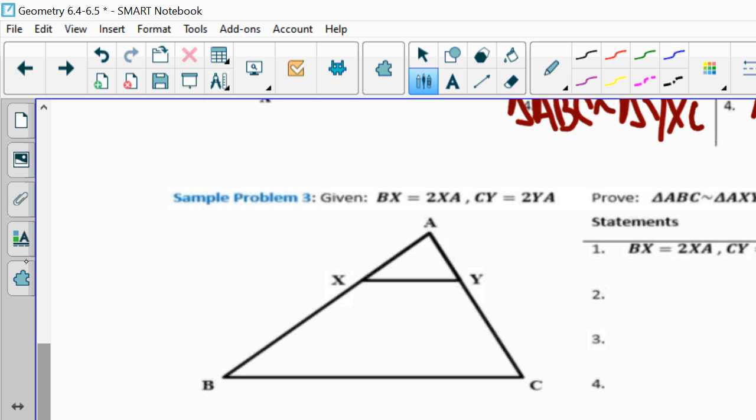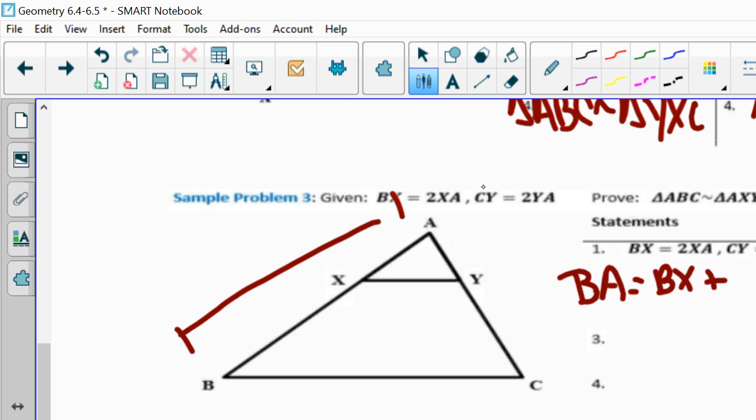So here they tell me that BX is 2 times XA, right? And CY is 2 times YA, right? They want me to prove that triangle ABC is similar to triangle AXY. So I have the givens, okay? So I'm just going to write out what is BA, okay? This whole thing. So BA is equal to BX plus AX, right?